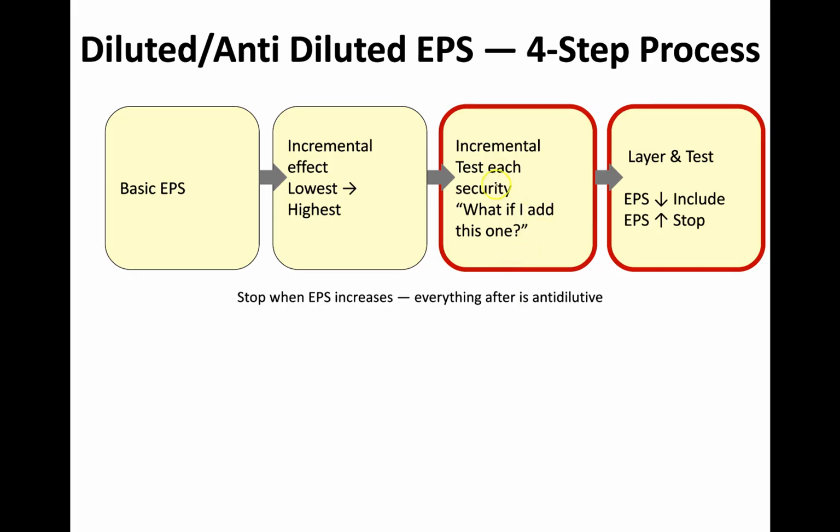So for each incremental convertible security that is less than your basic EPS, you're going to say, what if I add this one piece to my basic EPS? And what does it do? If it continues to reduce your earnings per share, you include it and move on to the next convertible security. However, if that one incremental convertible security, when you layer it on, increases your earnings per share, you stop and you're done with the whole process and you have your final diluted EPS number. Let's see what I mean by that.